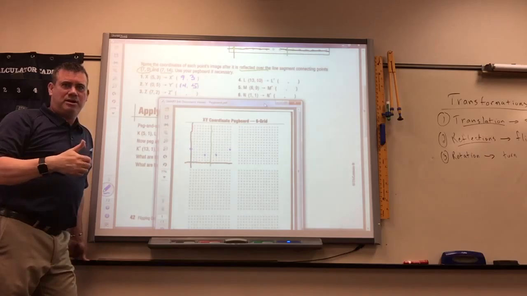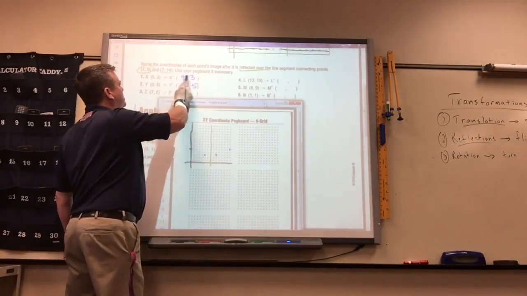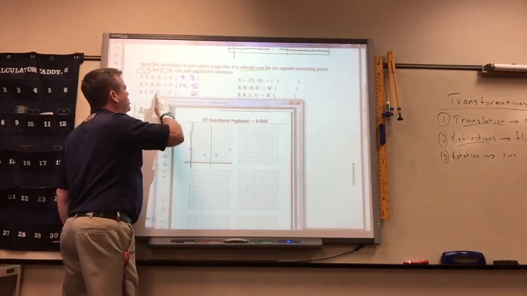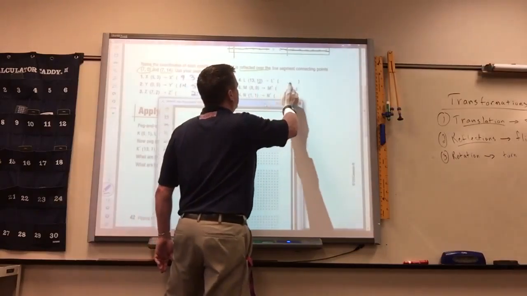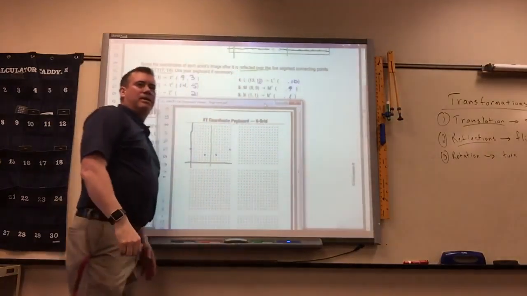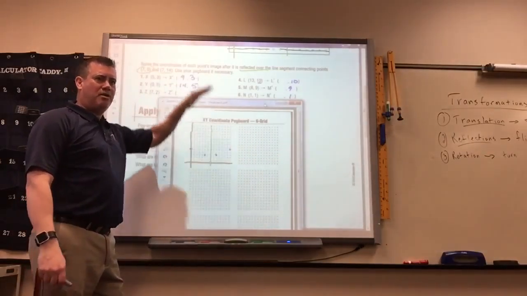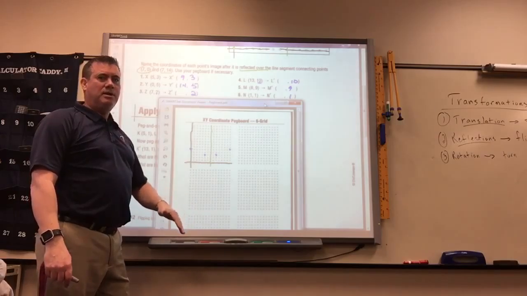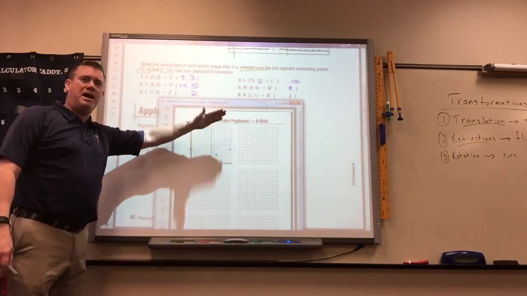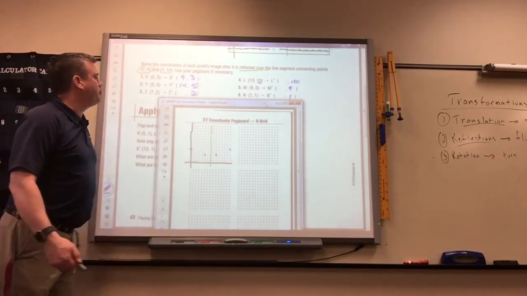Does anyone see a shortcut yet for all of these? Yes. The Y's are the same. The Y's are always going to be the same. So that's 2, that's going to stay 2. That's 10, that's going to stay 10. 9 and 1. The reason why is we're flipping it sideways. It doesn't move up or down with the Y-axis. So if we were flipping it up or down, what would stay the same? The X would stay the same because it doesn't move side to side.